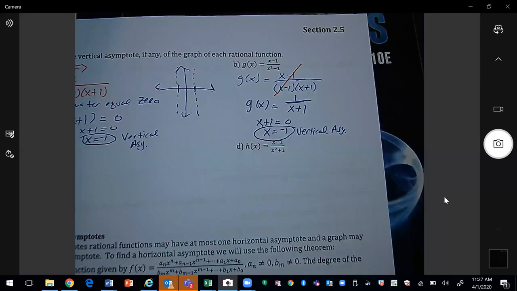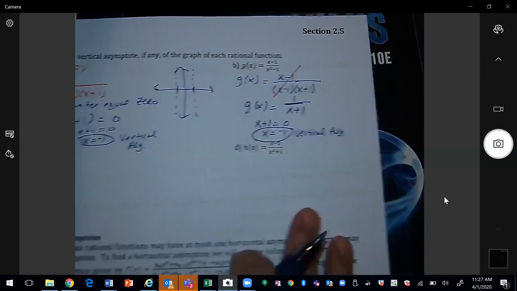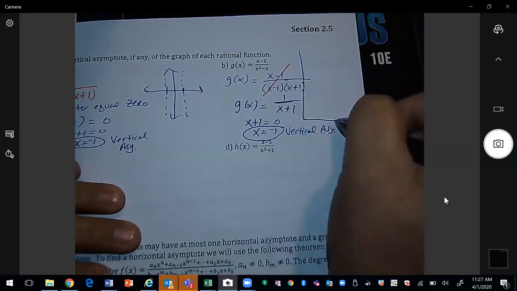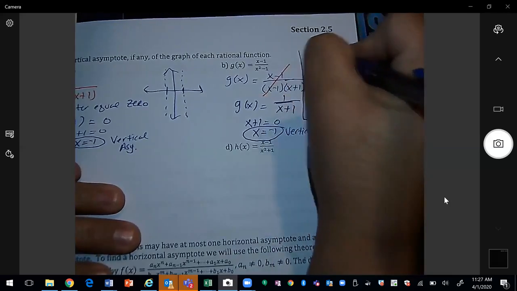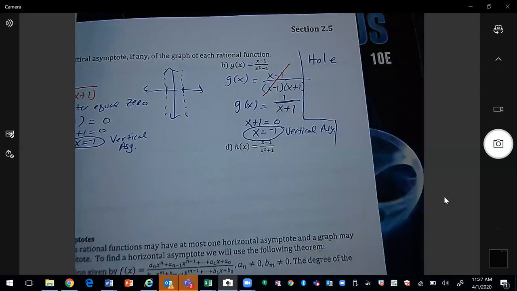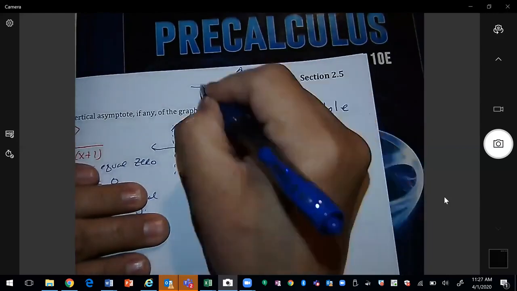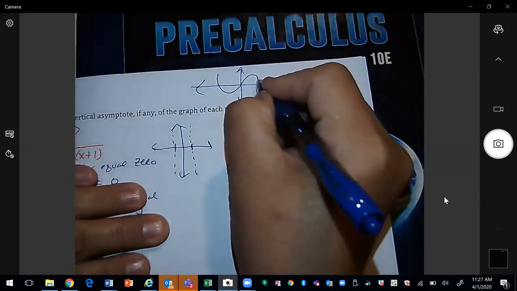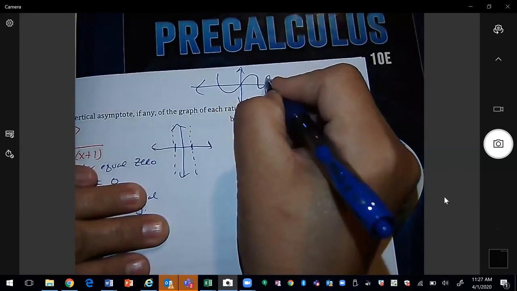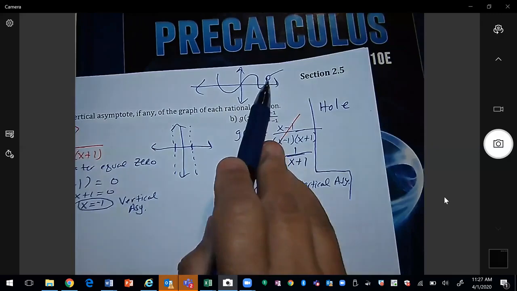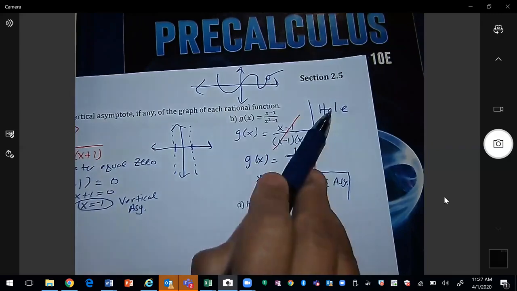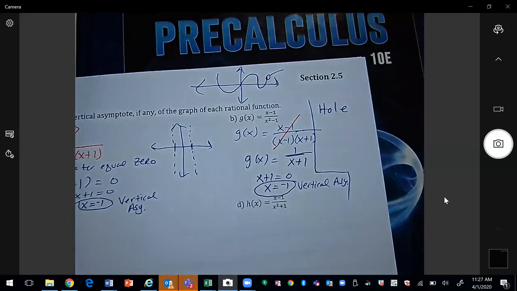Now, anytime that you can cancel a factor, what we say is that it creates a hole. Let me write it here. Okay, it creates a hole in the graph. And what I mean by that is if I had a graph, for example, and I have my graph like this, it's that open circle, that's going to be the hole. And so you only get one of those if you cancel a term.